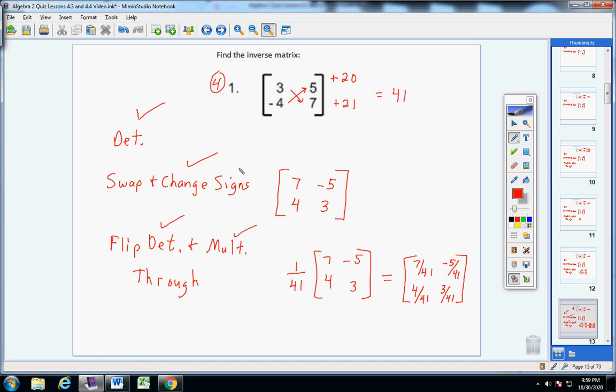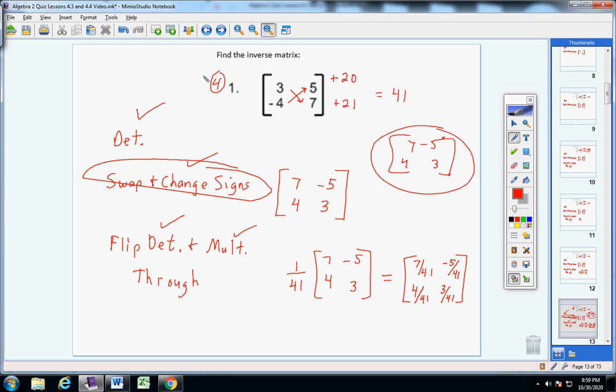And a lot of you did this. I don't know why. You just took the matrix and you changed those two, and you swapped those two, and that was your answer. Well, guys, you left off 3 steps. That's 9 points. 9 points right there. Okay. Alright, moving on. Number 2.